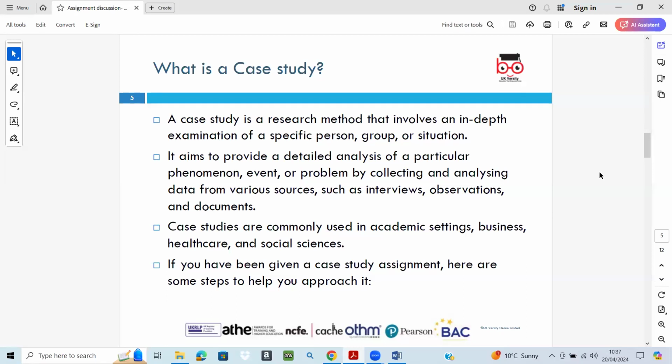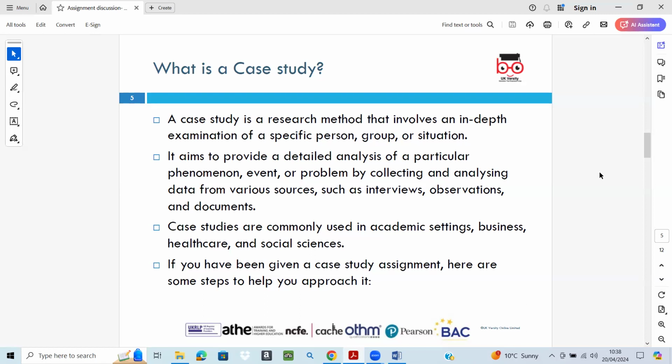Understanding the assignment's requirements is crucial, and after that, what should our next step be in terms of gathering information? We need to collect data, which could involve looking up previous research, conducting interviews, or observing the subject if possible. If we are doing primary research, but mostly we are doing secondary research. Gathering diverse sources of data ensures a comprehensive understanding of the case.